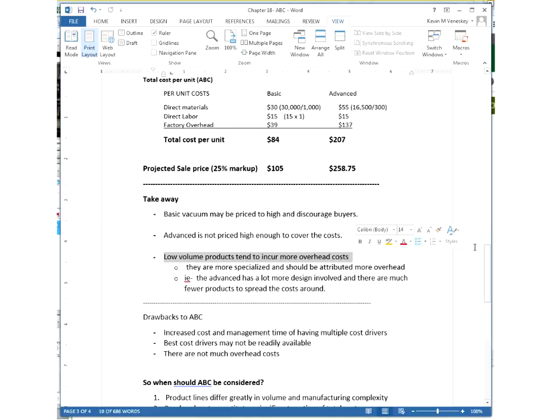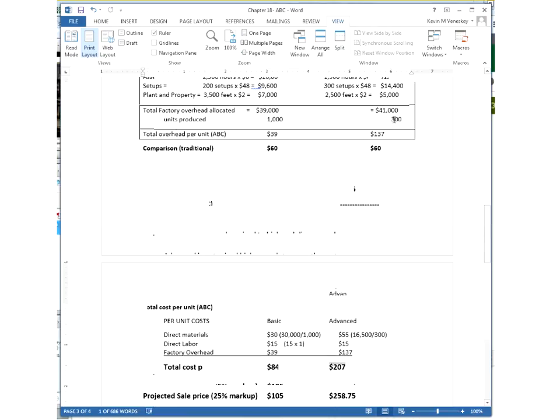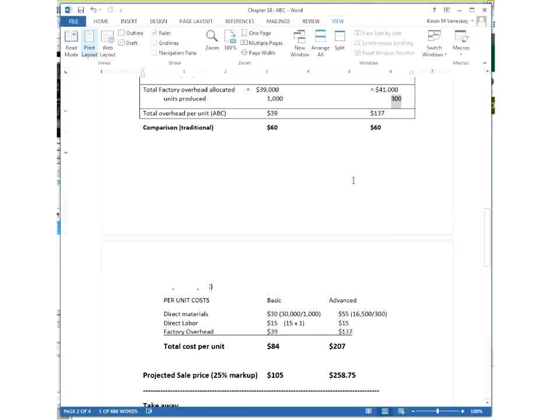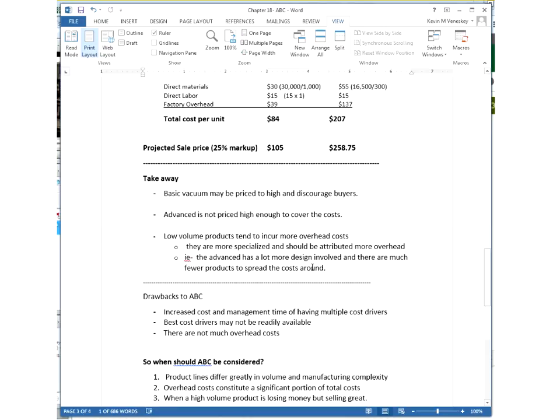So one last takeaway is typically the less you make of something, the more costs are going to occur, because you don't have very much to spread it around. We didn't make very many items. We only made 300 compared to 1,000. So we're spreading that $41,000, even though it's about the same for basic and for advanced, over a lot fewer items, so therefore each item has to absorb more.